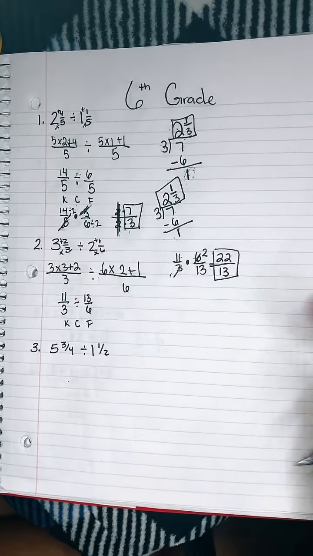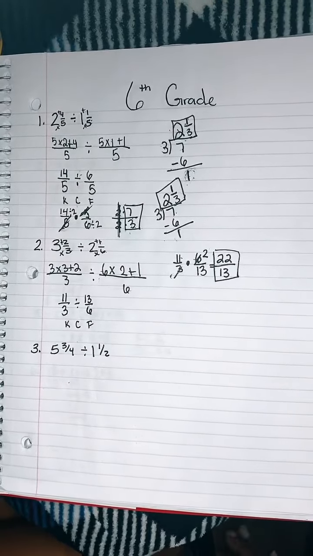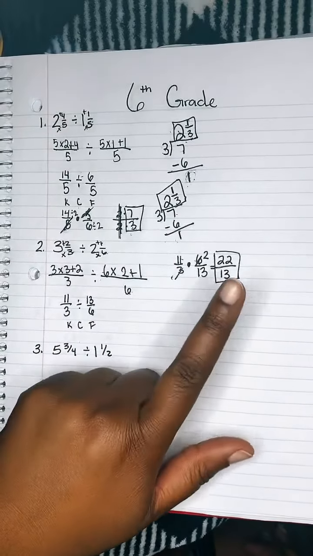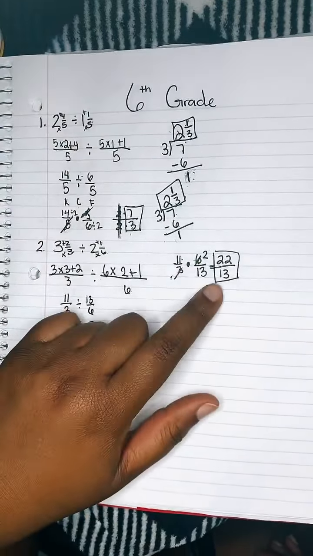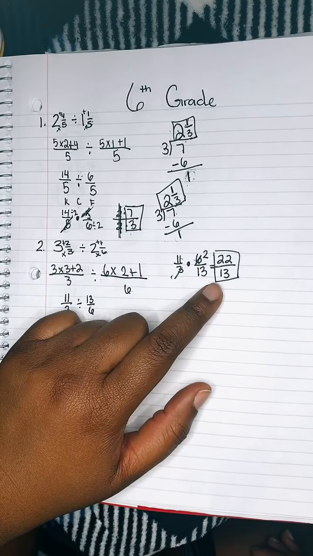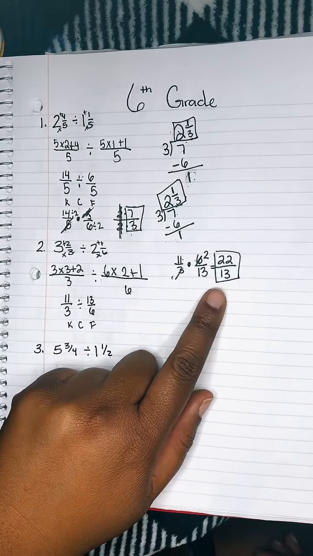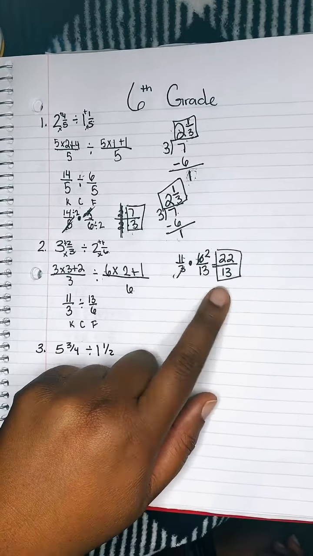My college professors were like, that's it. I don't want you to be going back and forth. Like, that's good enough. Now, but when you're in 6th grade, they may want you to change this back over. 11 over 3 times 6 over 13. Yep, perfect. 22 over 13. Excellent, you guys.